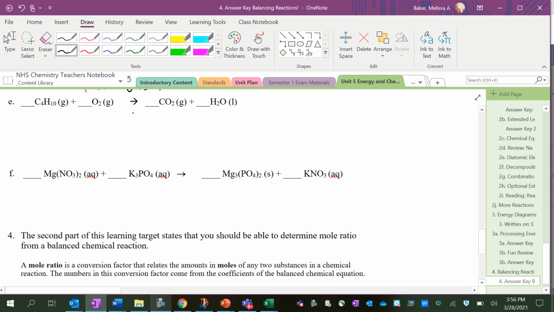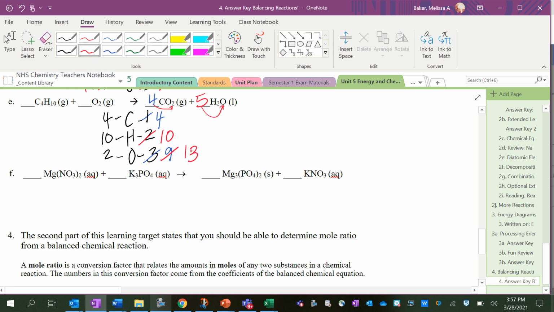All right, letter E. We've got another C, H, and O one. 4 carbons on the left, only 1 on the right. 10 hydrogens on the left, only 2 on the right. 2 oxygens on the left, and 3 on the right. We want to balance our carbons first. That makes our carbons even, but now we've got 9 oxygens. Next, we want to do the hydrogens. So put a 5 in front, but that leaves 8 plus 5, that's 13 oxygens, an odd number.